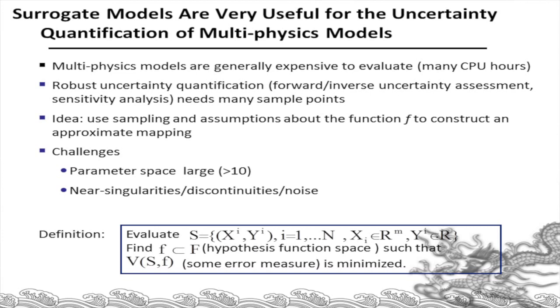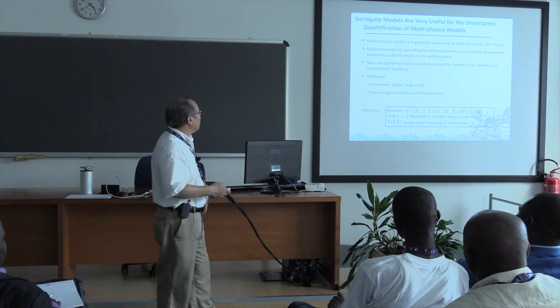Also, you have an assumption that the response surface is smooth. If it's not smooth, if it's very, very rough, then the response surface method or the surrogate modeling approach may not work as well.